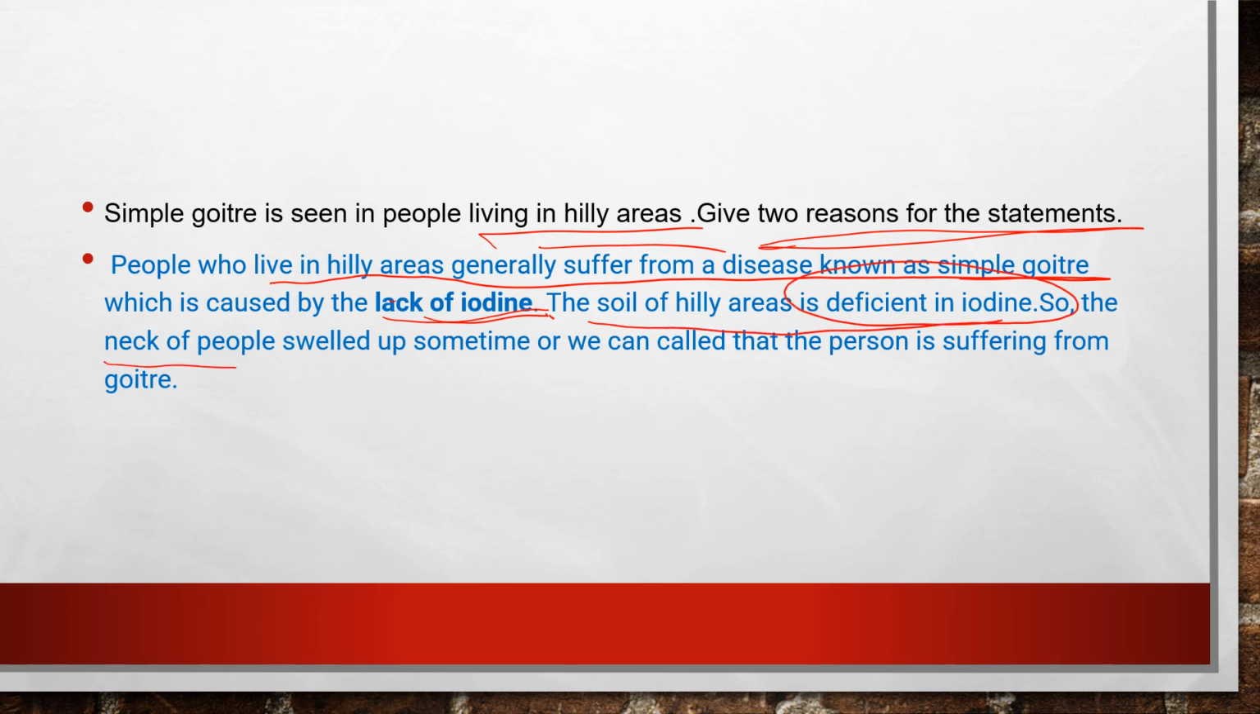So the neck of the people in this region, mostly we can see that many people are having this goiter, and the neck region of these people is swollen up, so we can see that the person is suffering from goiter. So this is all a gist of questions of excretion as well as endocrine system.